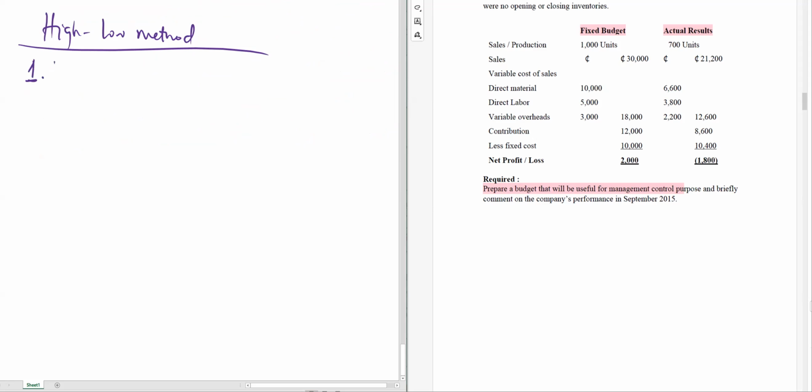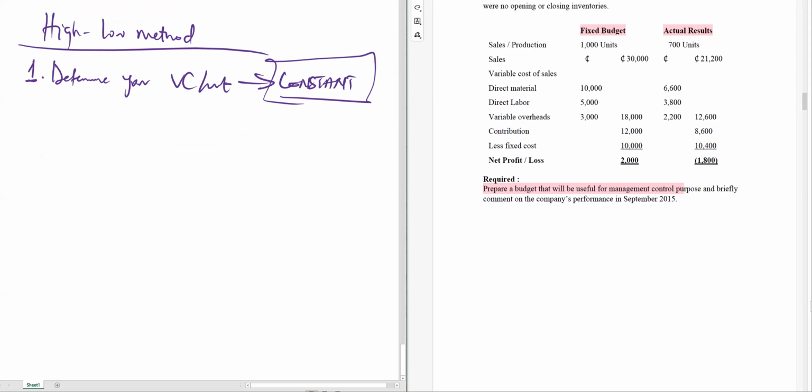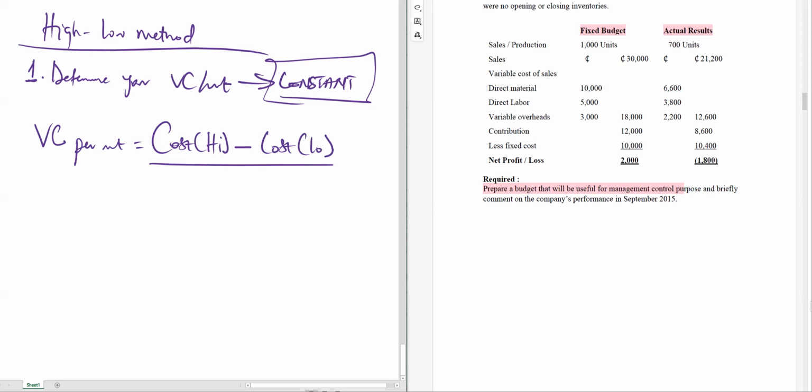The first step is to determine your variable cost per unit. Why? Because we know this one is always constant. And how do we get your variable cost per unit? Because it's two separate levels of activity, you are going to take your cost at the high level minus your cost at the low level, all over your level of activity at the highest level minus your level of activity at the lowest level, okay? And that gives you a variable cost per unit.